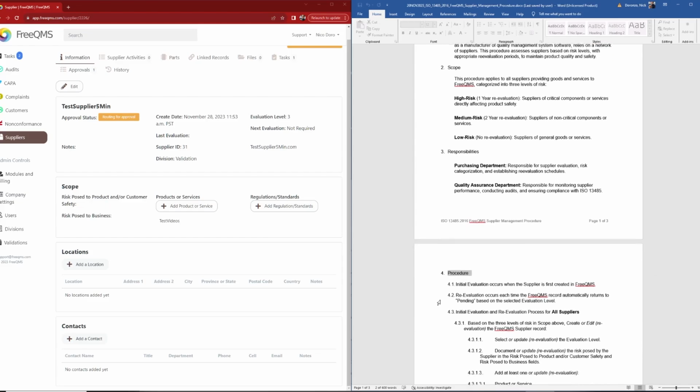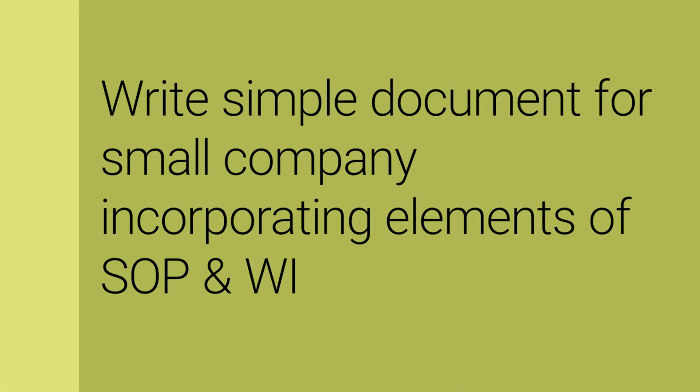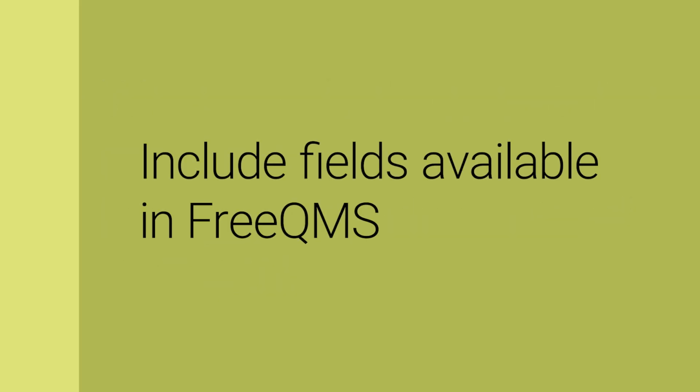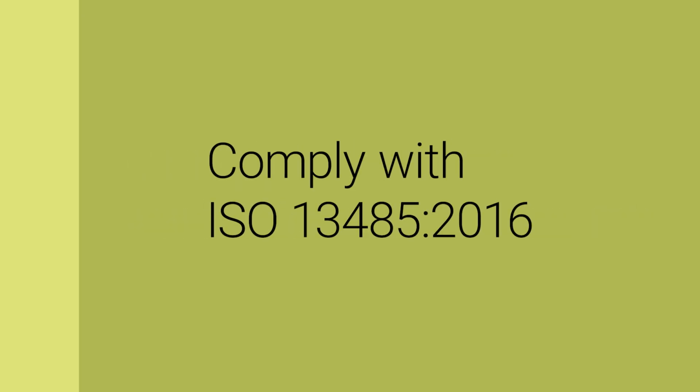Procedure. Now we get to the good stuff. We have a few goals here. Write a very simple document for a small company that incorporates elements of a standard operating procedure and a work instruction, a single document that both gives policy and guides the user on how to complete the work. Include the fields available in FreeQMS. Complete supplier evaluations based on risk, and comply with ISO 13485-2016.